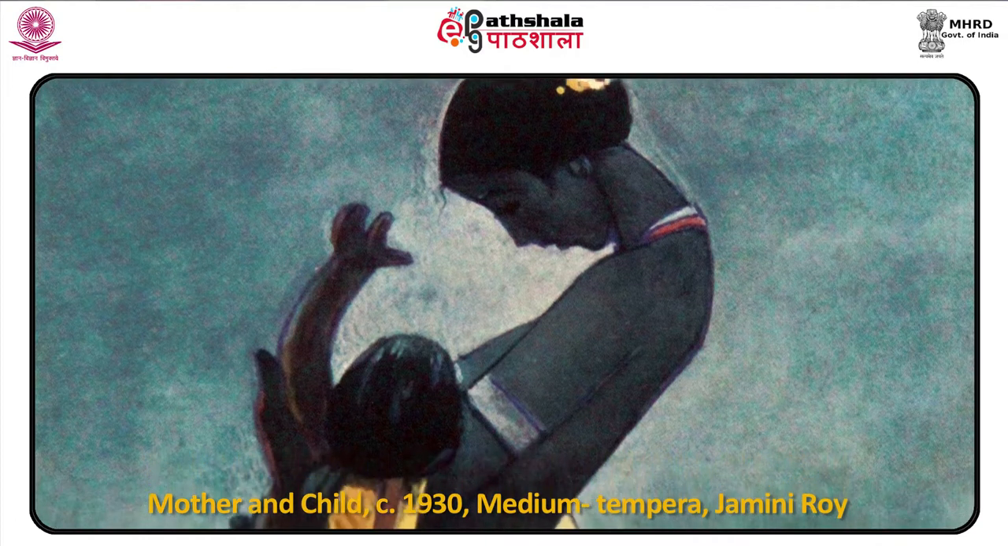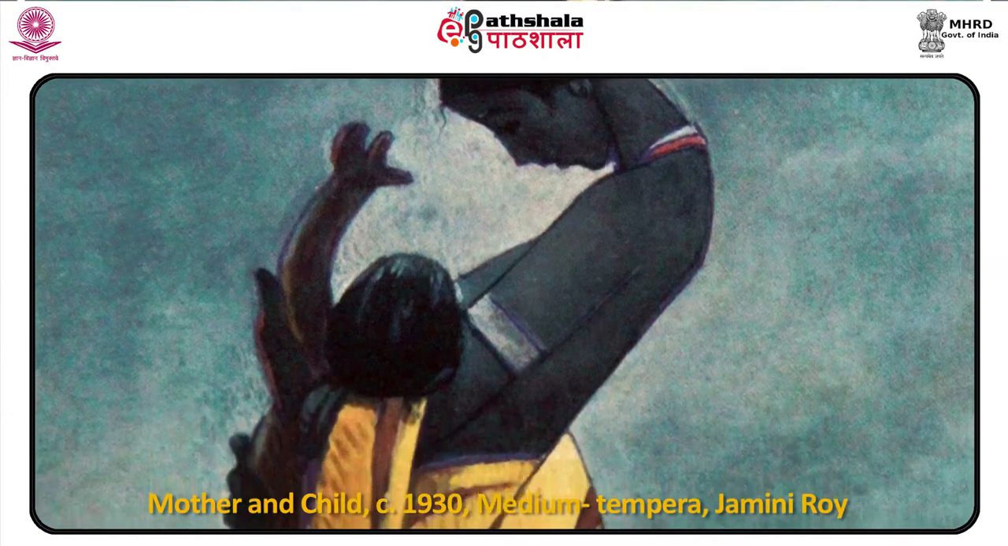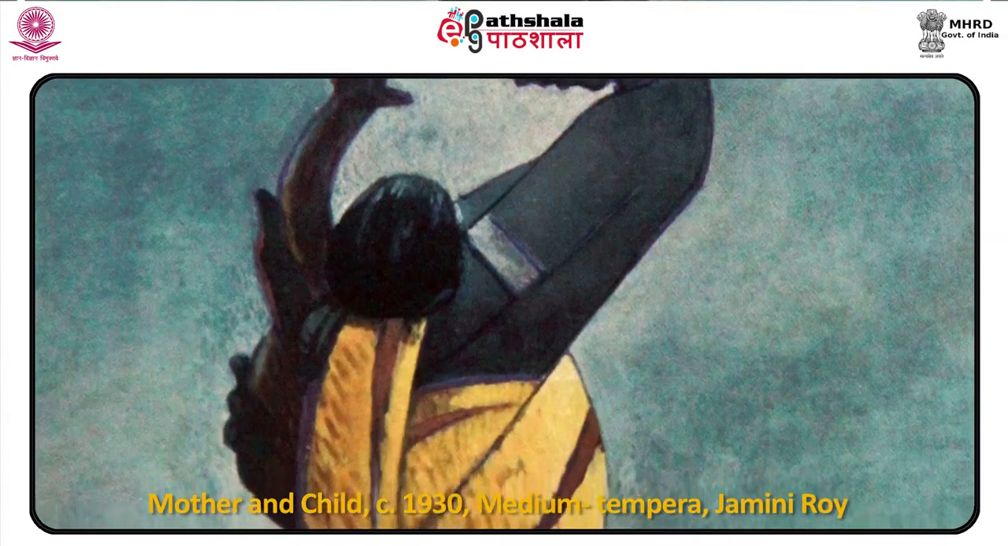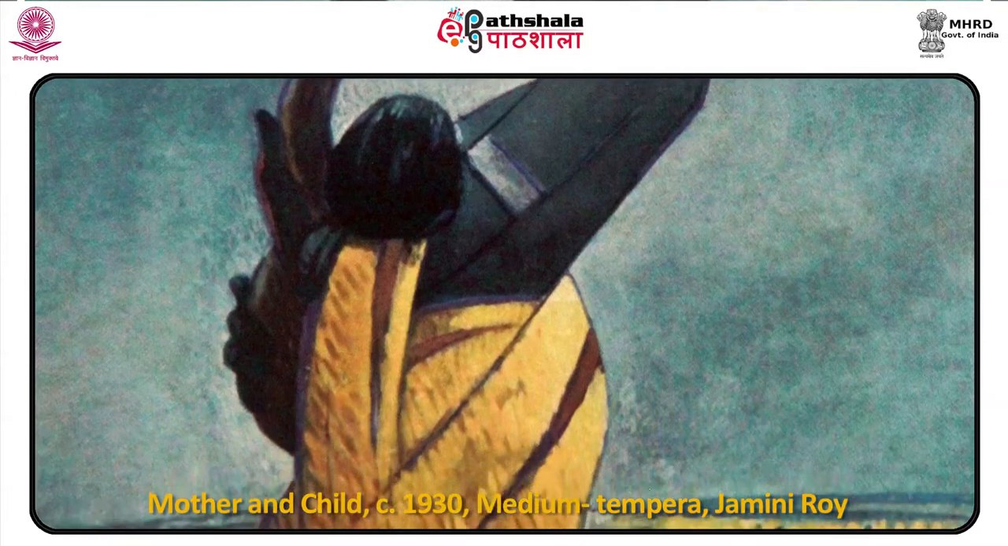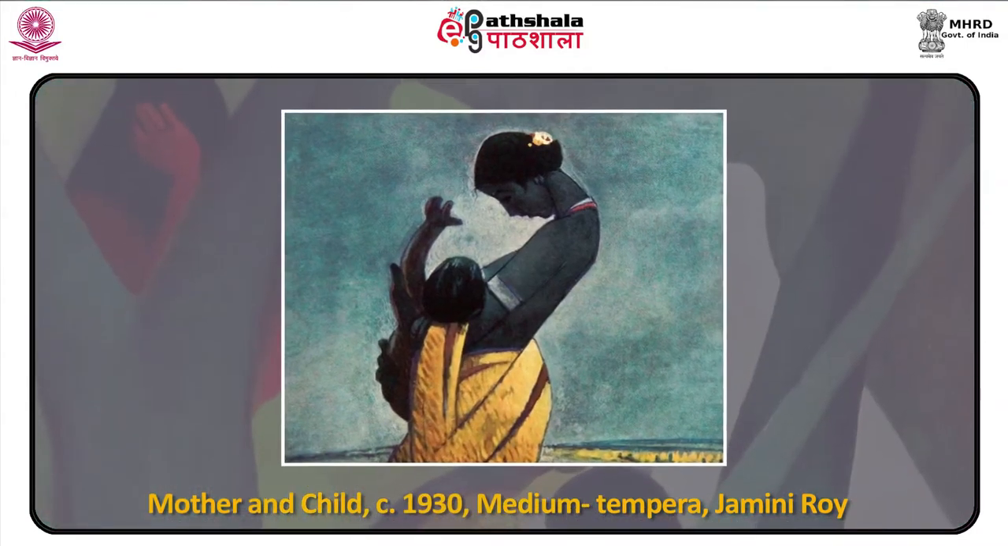In Mother and Child, done in 1930, the contours of the figures are well defined, with the contour line molding the form and tonal gradations employed to create volume. Gradually, Jamini Roy came to the realization that he was not moving in an individualist direction, and this led to a crisis of identity, from which emerged the impulse to look beyond European influences.